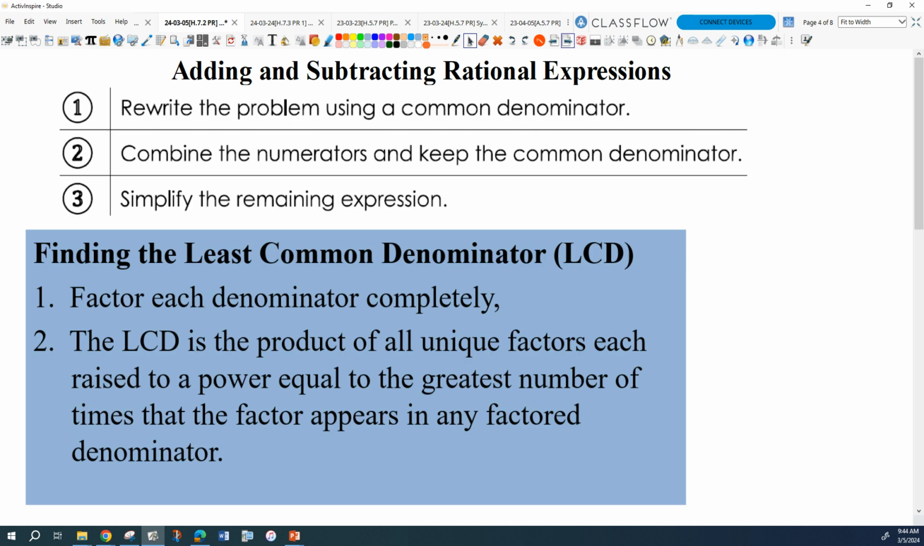Okay, so now what happens when we're adding and subtracting rational expressions where we have to get a common denominator? So here are the steps. We're going to rewrite the problem using a common denominator, and then, like always, combine the numerators, keep the common denominator, and simplify. The only additional step is step 1, but that's kind of a big one. We've got to rewrite the problem using a common denominator.